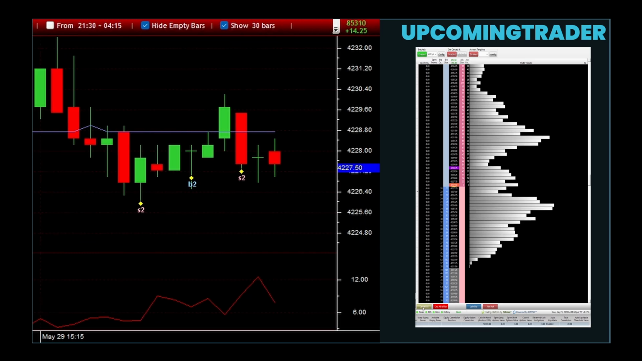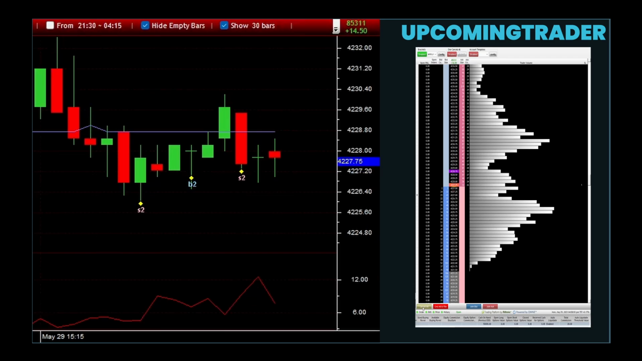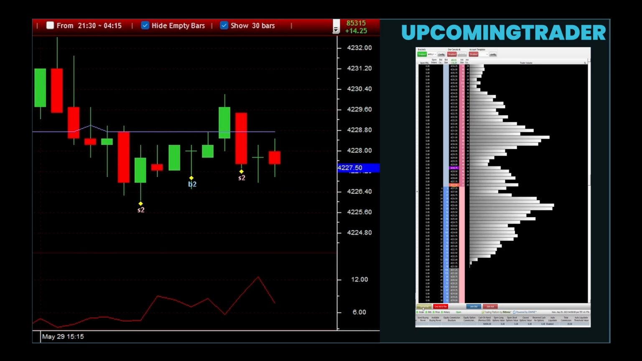The P-shaped pattern is another valuable structure to watch for. A P-shaped TPO chart typically occurs during a short covering rally, where traders who were previously short begin to buy back their positions, driving the price higher. This pattern indicates that there was aggressive buying after a period of selling pressure.